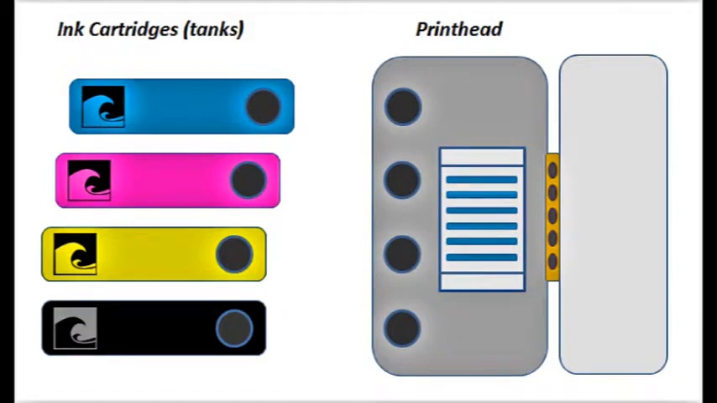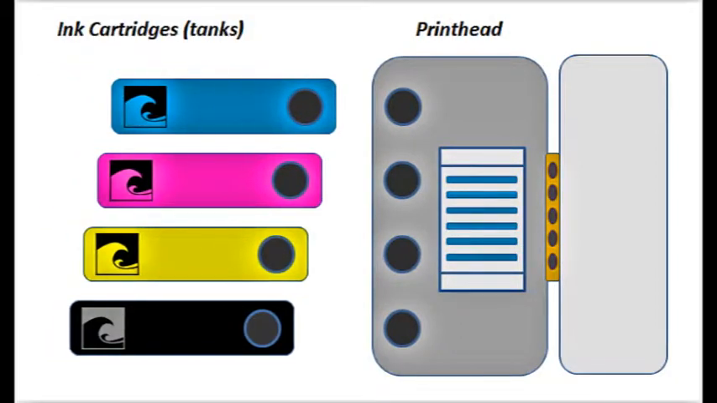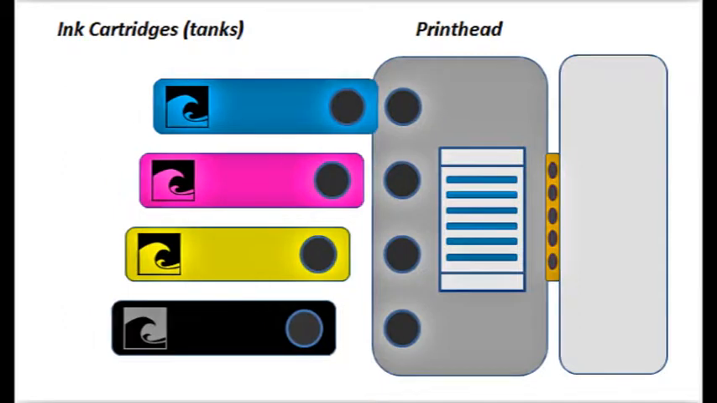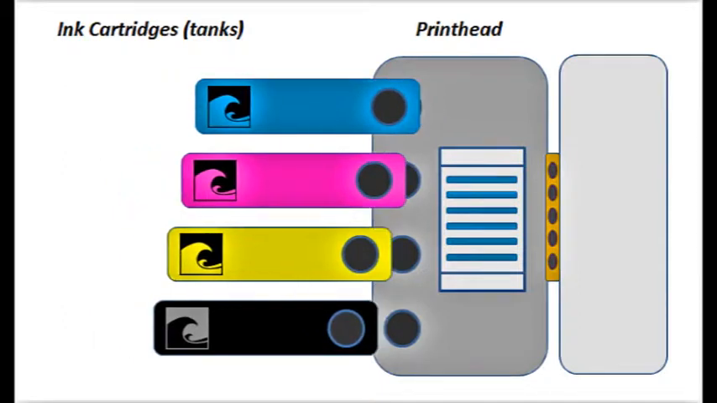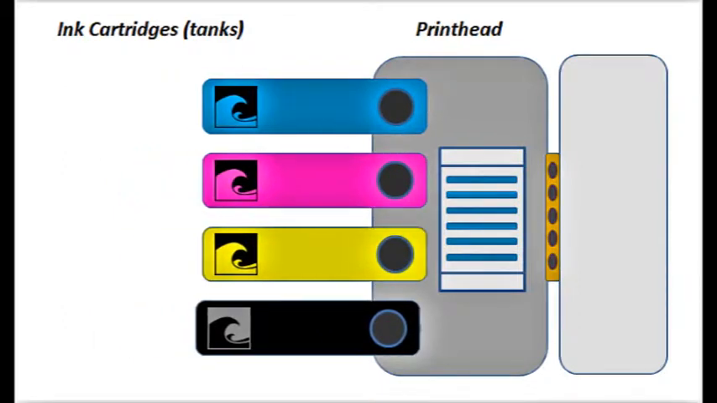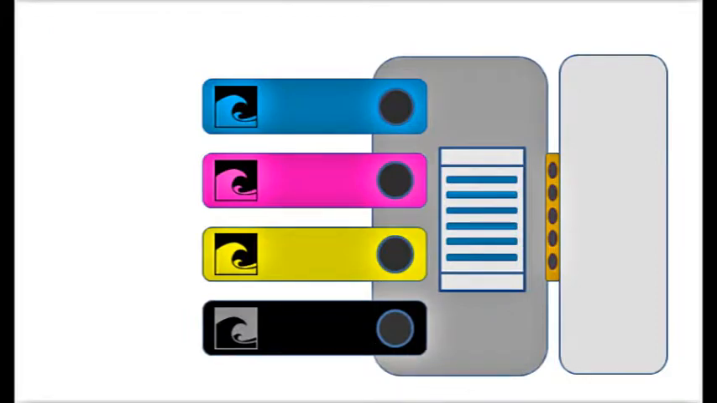The printhead is essentially the heart of the entire printing system. For the very popular on-axis printer models, the carriage, which holds both the ink cartridges and the printhead, quickly moves back and forth above the paper surface during printing. Let's take a closer look at how the printhead works.